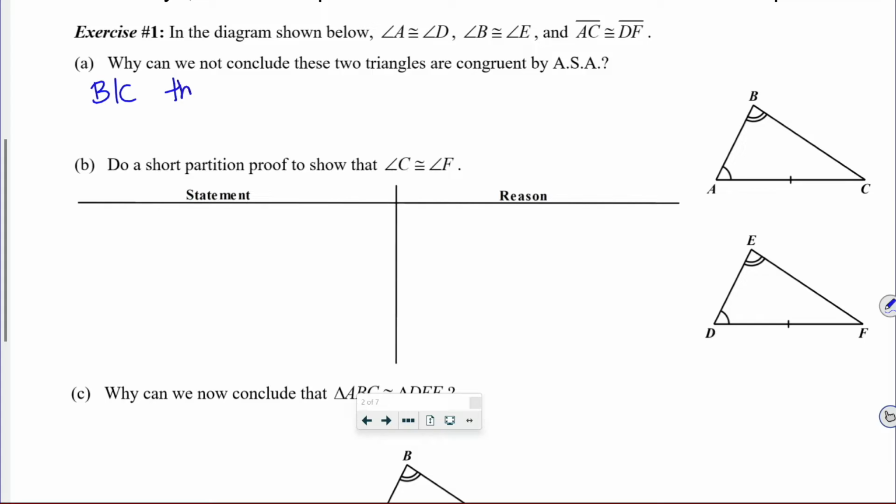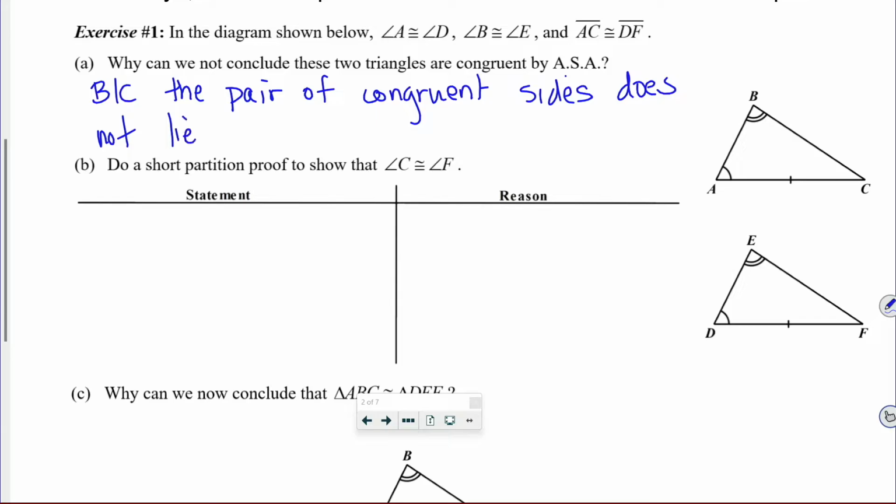Because the pair of congruent sides does not lie between the pairs of congruent angles.